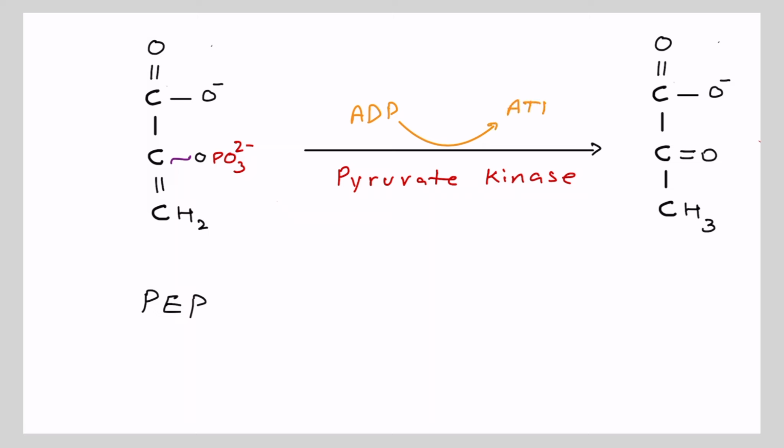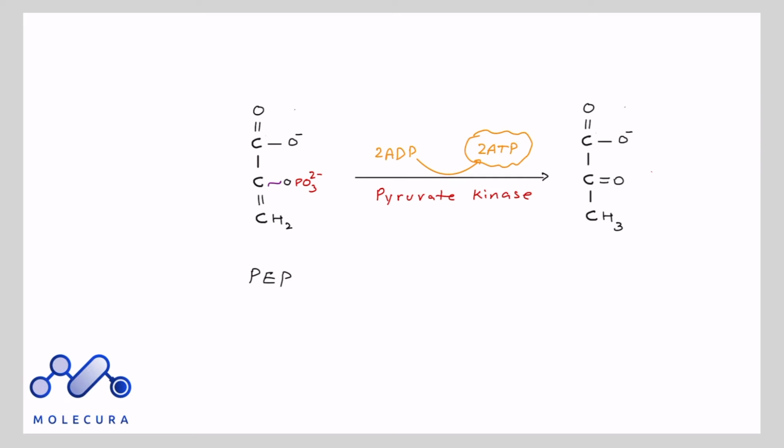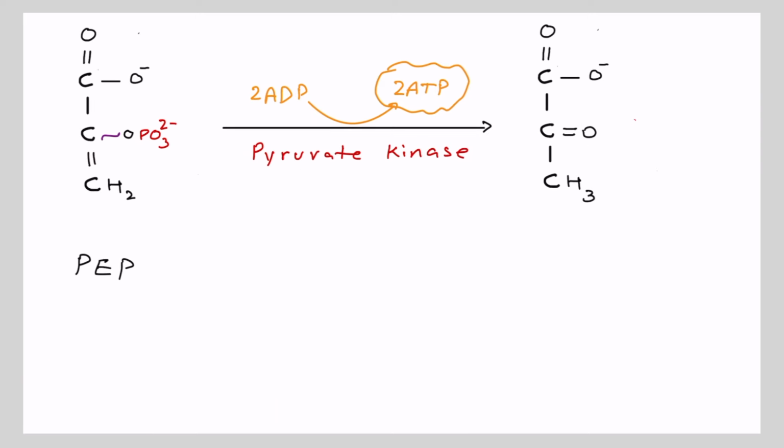And again, as we said, this happens twice. So 2 molecules of ADP are getting converted to 2 molecules of ATP. So we have production of ATP again in this step. And our final product, as we all know, is going to be called pyruvate.